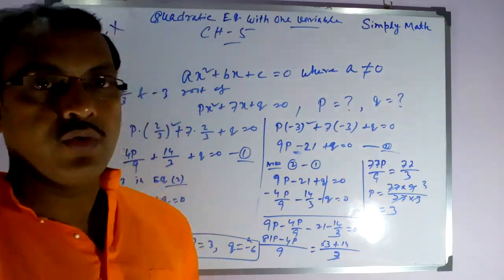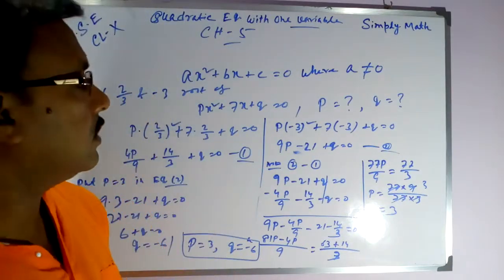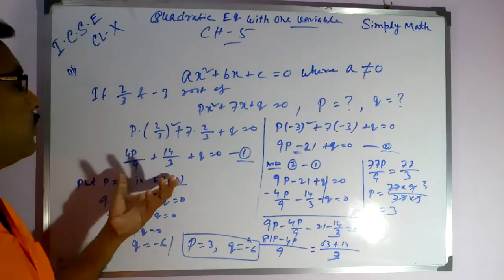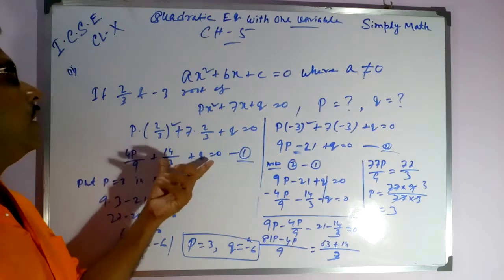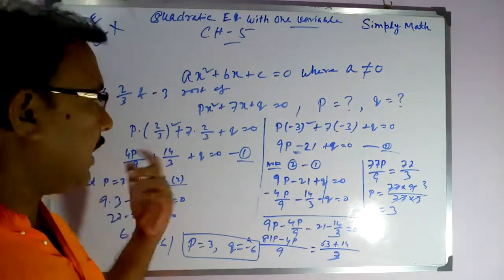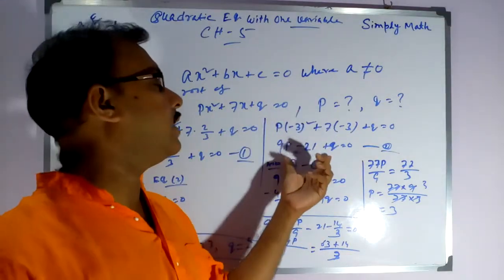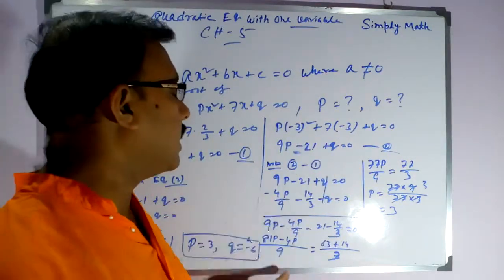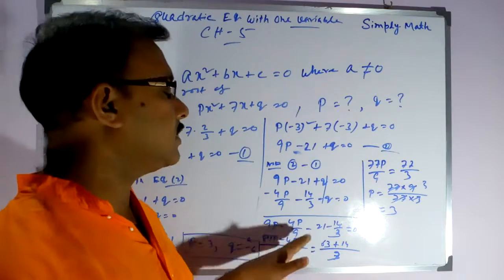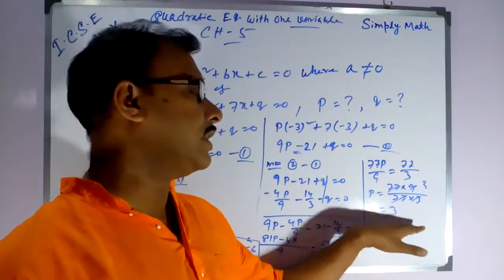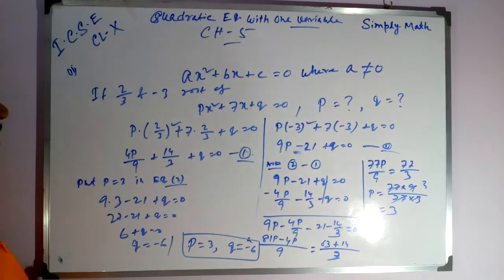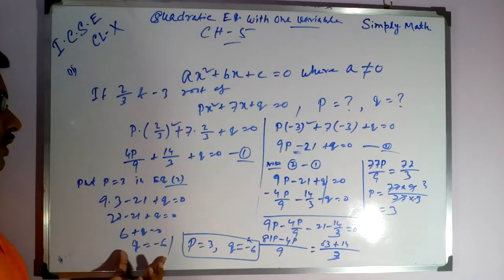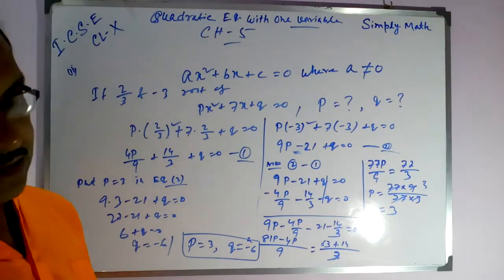So, what we have done? We have put this root value first in this equation and we are getting the result in equation number 1, and next we put the value minus 3 into the equation and we get the result equation number 2, and then we just solve 2 minus 1 and we simplify this and we get the result p is equal to 3, and putting the value p is equal to 3 into this equation we get the result q is equal to minus 6.